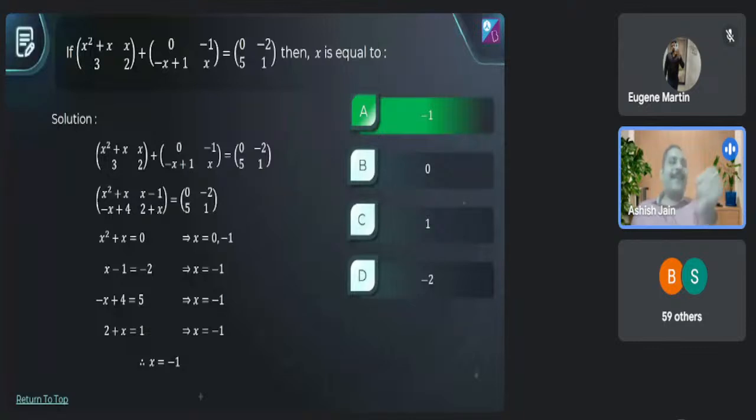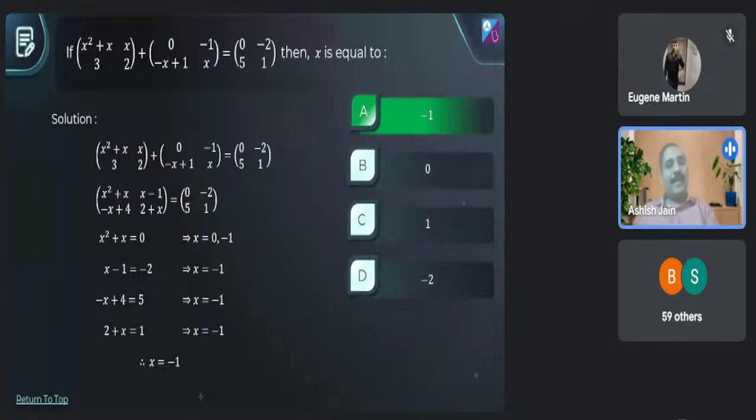I can say that x square plus x, we added it with 0, so it becomes x square plus x. Similarly, x we added with minus 1, so it becomes x minus 1. 3 plus minus of x plus of 1, so it's minus x plus 4, and 2 plus x. This is equal to the value given in the right hand side part, 0, minus 2, 5, 1. That means corresponding values are the same.